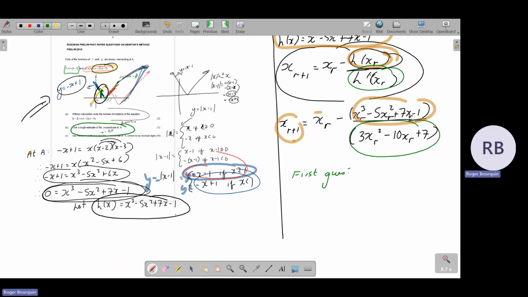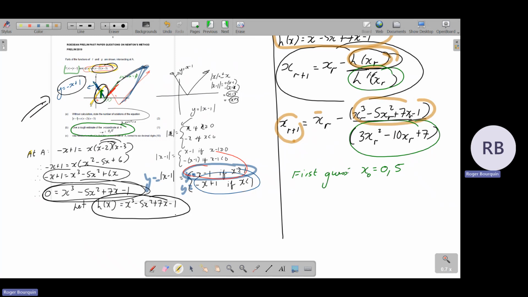So I would say your first good guess would be x equal to x0. The first guess we call x0. So x0 is equal to 0.5 is your first guess. Right, so now what are you going to do on your calculator?